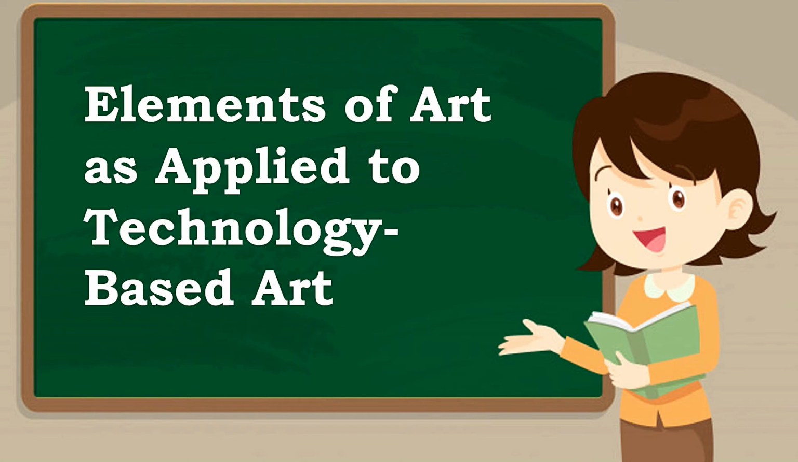The elements of art help you identify and interpret an artwork easily. These are line, shape, color, value, form, texture, and space. These are incorporated in any artwork, traditional or technology-based digital art. Now we will have the discussions on the elements.